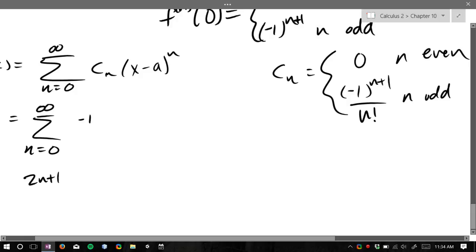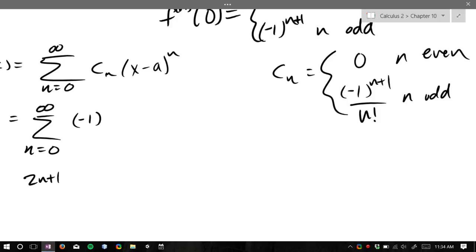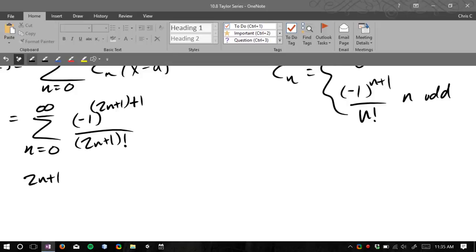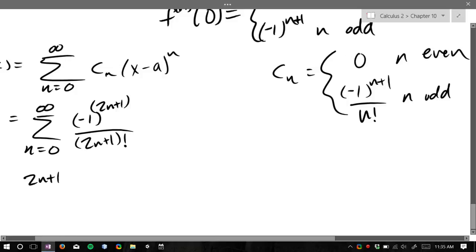So we're going to have negative 1. Now this part will be tricky. I'll worry about the power on negative 1, because that's not allowed to be odd every time. What happens if I write 2n plus 1 plus 1? It'll always be even. And if I don't write that, it'll always be odd. So I need to be careful about this power. This power needs to be both even and odd at different times. So I can't just stick 2n in there and then decide what to add or subtract off of that. So we're not allowed to do that. And x minus 0 to the 2n plus 1.